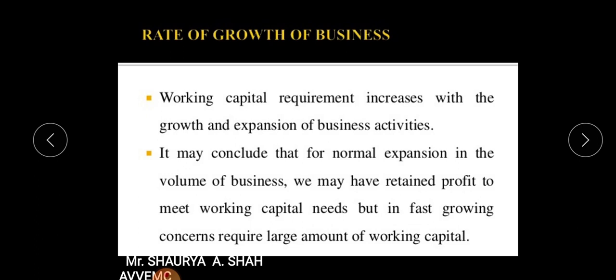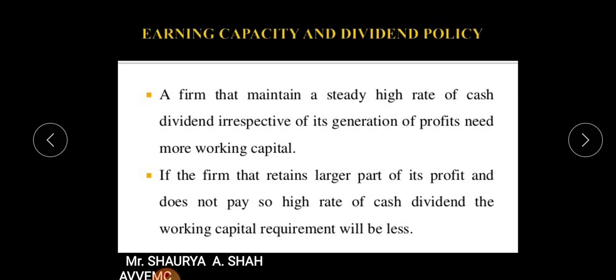business, right? It may be reserves and surplus, it may be general reserve, it may be profit and loss reserve, it may be capital reserve. So all kinds of reserves and surplus are used in that time period, right? But in fast growing needs, the amount of working capital increases. Fine. So the rate of growth of business also affects the working capital requirement. Fine. The next is earning capacity and dividend policy, right?